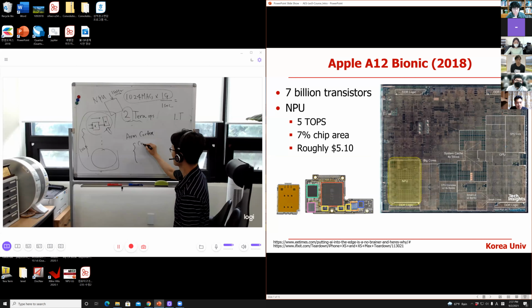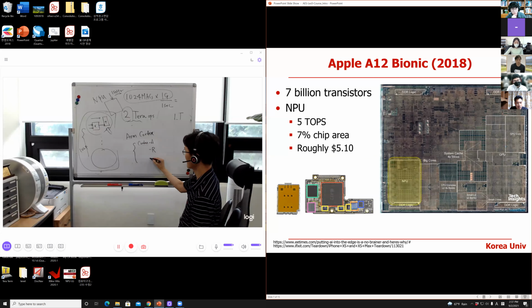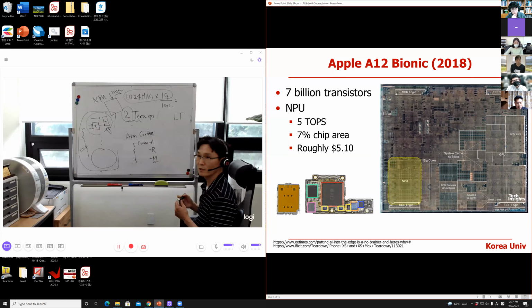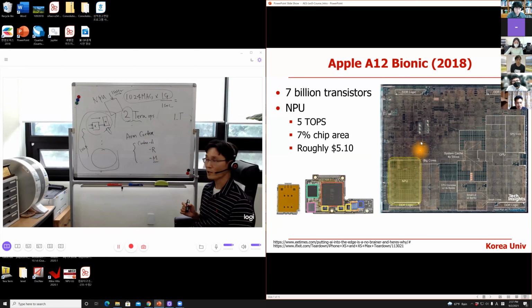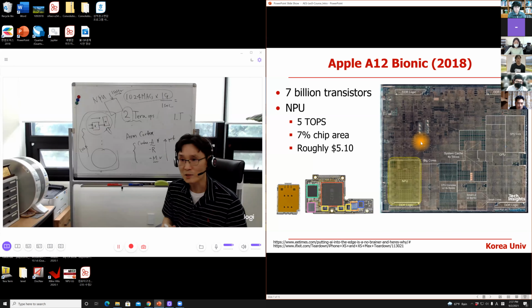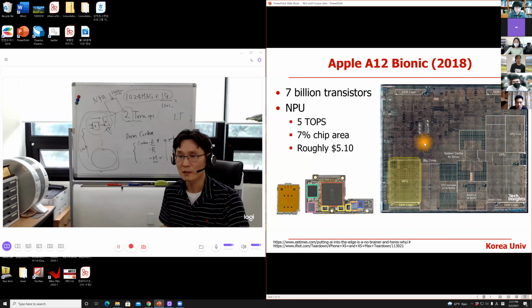Application, Cortex-A, and the second one, the mid-range processor, is R, Cortex real-time processor, real-time, and M, microcontroller. Inside this application processor, you have the most high performance. And Cortex-M is very low power consuming, low performance CPU. So in the smartphone case, people use Cortex-A.